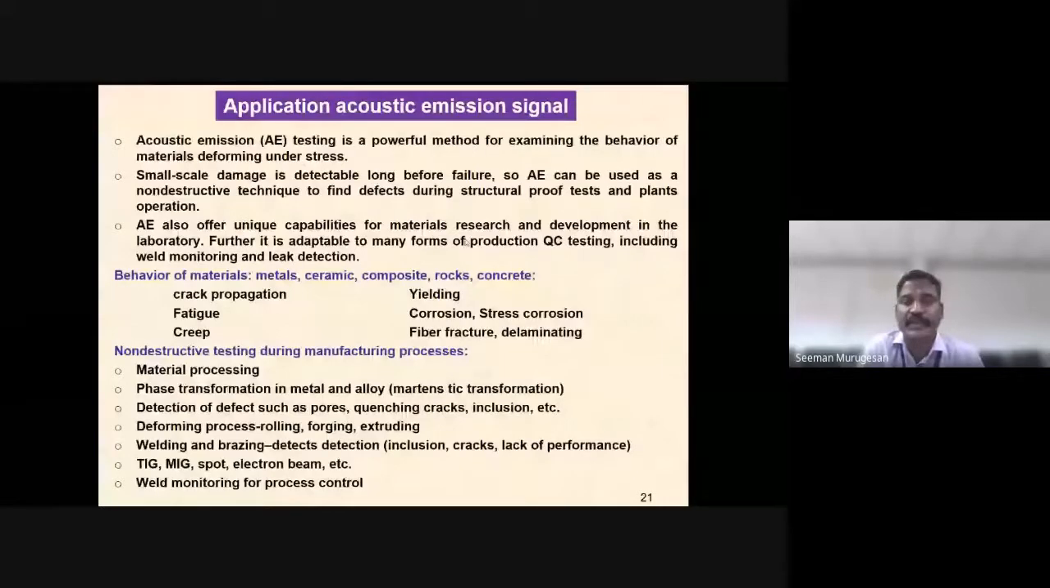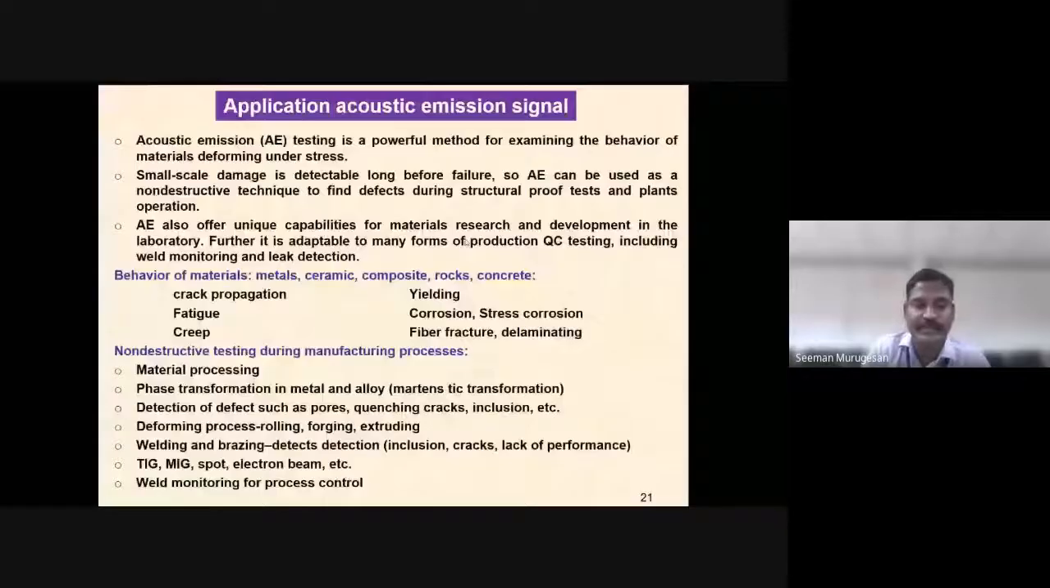Similar applications are non-destructive testing during the manufacturing process and material processing: phase transformation in metals and alloys, and detection of defects such as pores and cracks. In processes, for example metal forming, rolling, forging, extrusion, welding and brazing, AE detects defects, inclusions, cracks, and lack of penetration, as in TIG, MIG, spot, and electron beam welding.